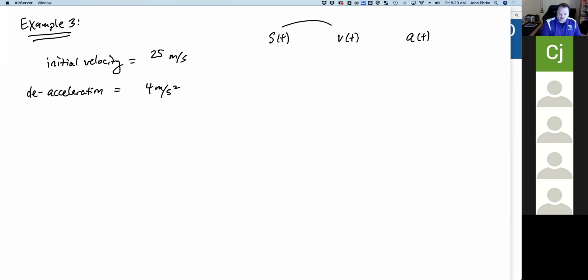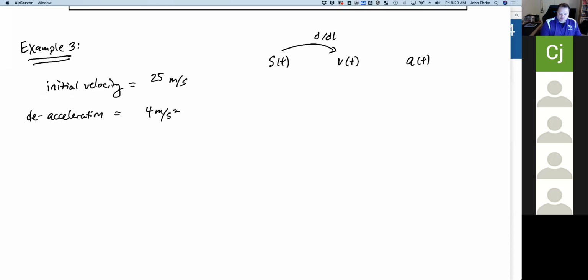If you go in this direction, you're taking the derivative, right? So the derivative with respect to time of position is velocity. The derivative with respect to time of velocity is acceleration. But if you go in the backwards direction, you're just taking an antiderivative. So the antiderivative of acceleration is velocity. The antiderivative of velocity is position.